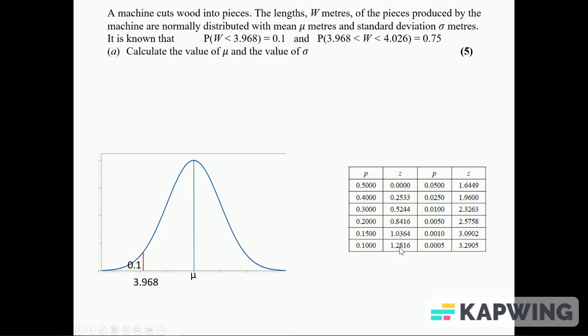If I look at the table here, that tells me that for a P of 0.1, the Z value is 1.2816. If I put that into the calculator with the inverse normal with 0.1, I get minus 1.28, because the calculator uses the value to the left and the table uses the value to the right. So this probability is greater than, and this is a probability less than.